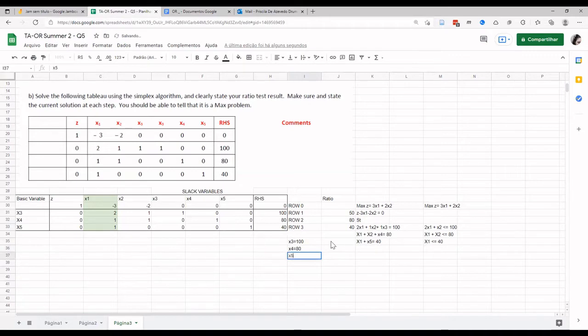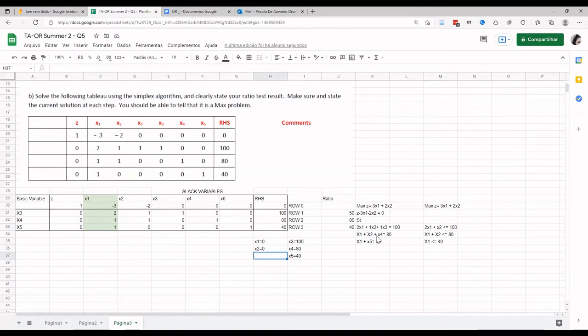So now what I want, I found out that by adding x1, I will increase my z value faster. I want to know how much I can put in x1, and then I will have to go and see the constraints. And the constraint that is limiting most the number that I can put in x1 is the last one, because it's the smallest one. It's the one where I can only put 40 in x1.